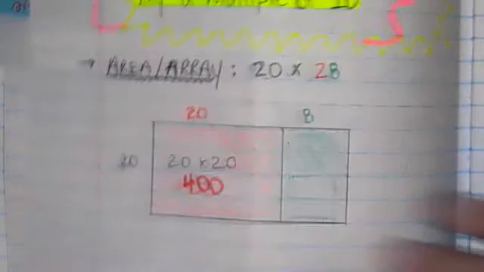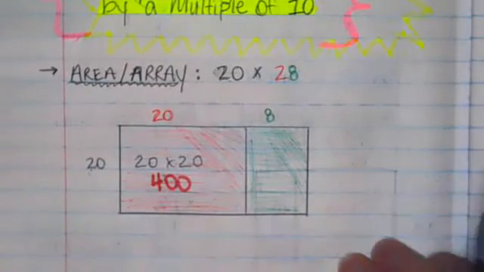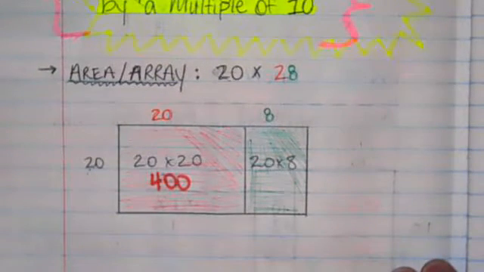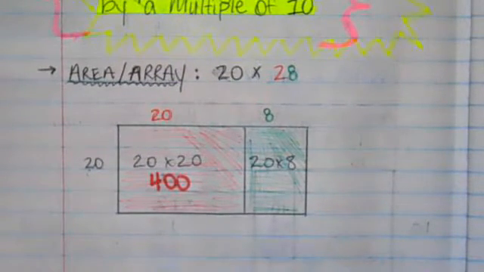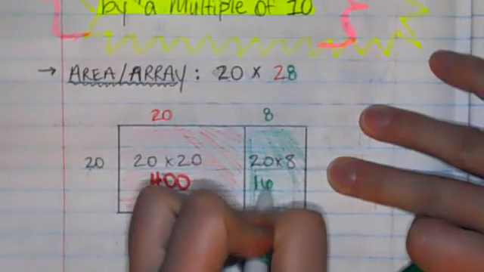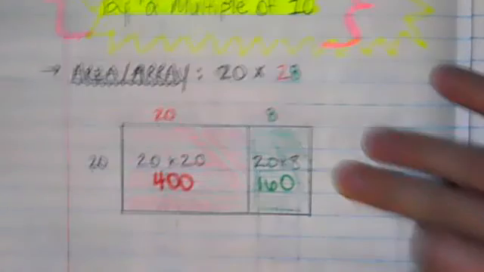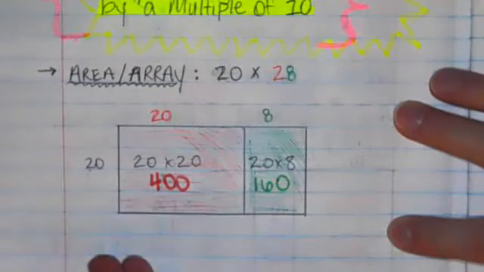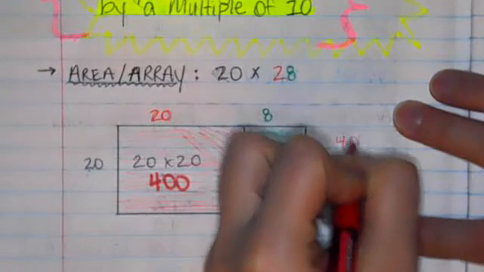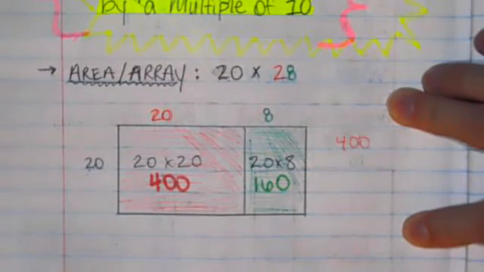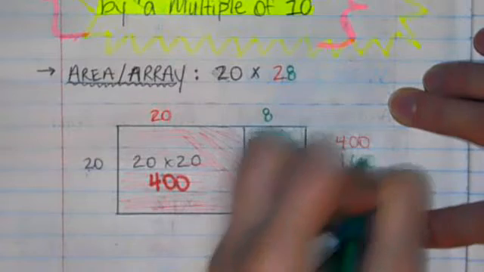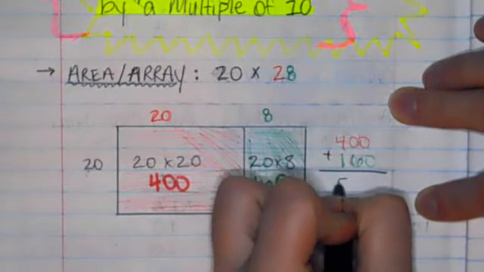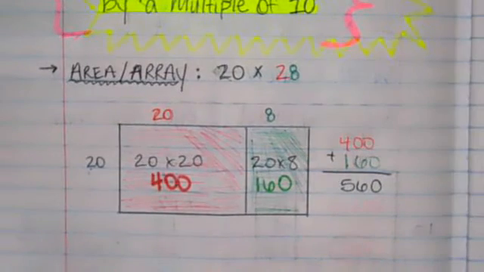Next, I'll be multiplying 20 times 8. For 20 times 8, I take my basic math fact, which is 2 times 8, that is 16, and add the additional 0 on the back. What I'm going to end up doing is adding my partial products, which is 400 plus 160, to find that my product is 560.